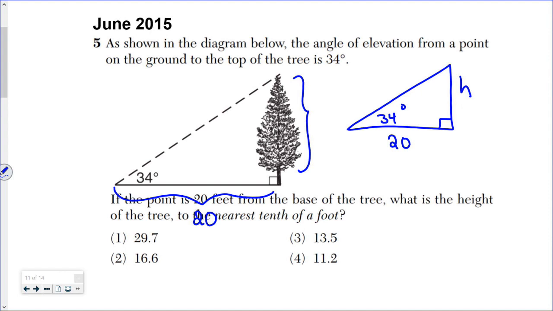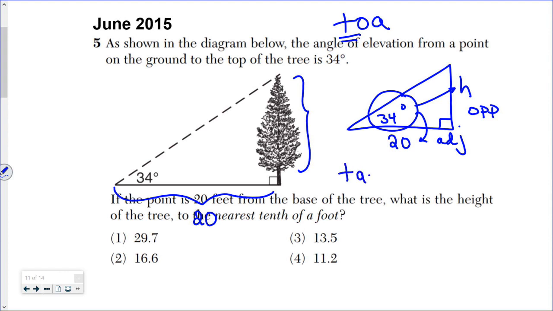So what we do is we want to identify the correct ratio. We know that the H is opposite that angle, and we know that the 20 is adjacent to that angle. So that must mean we're working with the tangent ratio. Specifically, we can write the equation: the tangent of 34 degrees is the side opposite, which is what we're looking for, divided by the side adjacent, which is what we know. We can now solve for the height by multiplying both sides of this equation by 20.